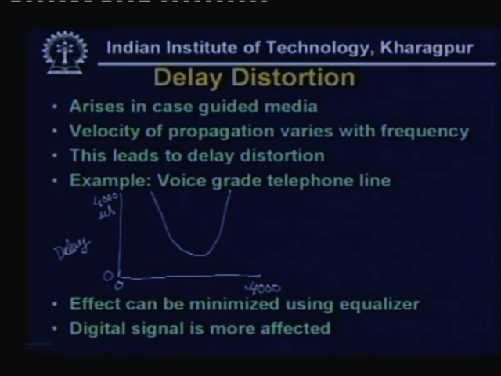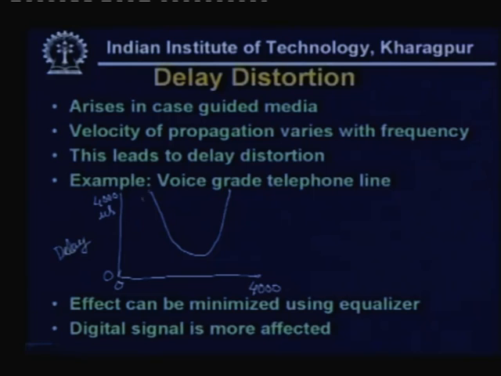So what will happen? The lower or upper frequency component will reach later than the middle frequency components. That means the frequency components in this range will reach earlier than the frequency components in this range and this range. So it may so happen that the lower and upper frequency components of the previous signal will fall on the middle frequency component of the present signal. This will lead to distortion.